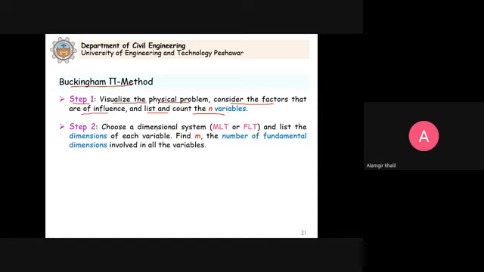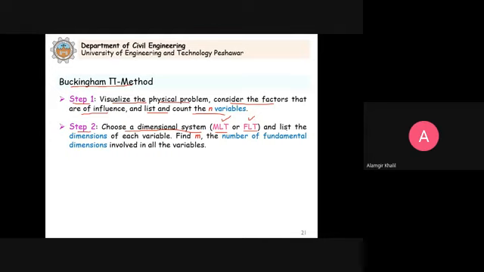Step number 2, choose a dimensional system. Either you use the MLT system or the FLT system. You will get the same result. So when you solve a problem, this is not a question of whether I should use the MLT system or the FLT system. You will get the same result.